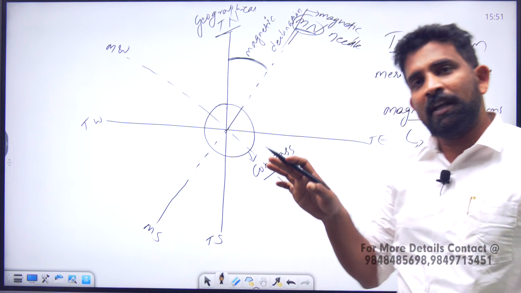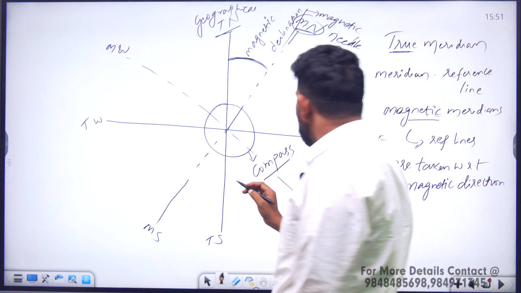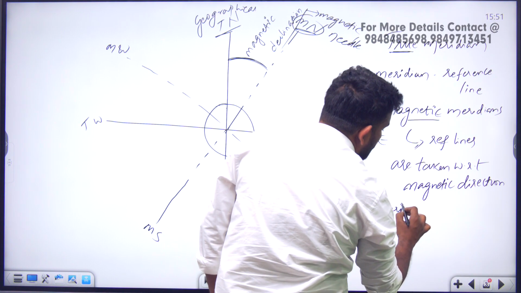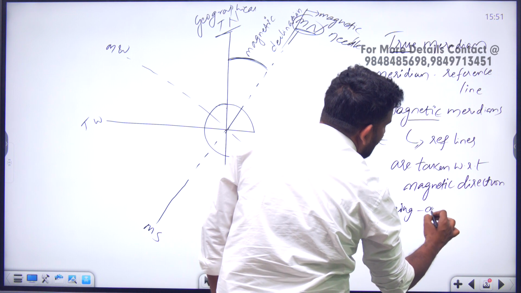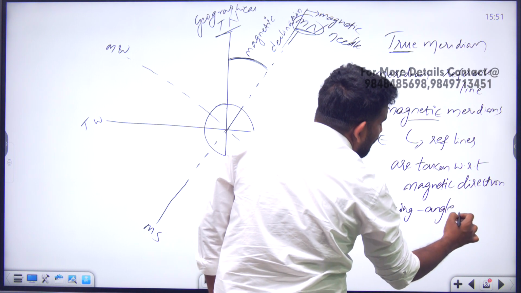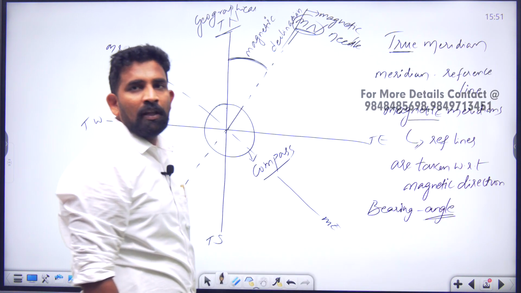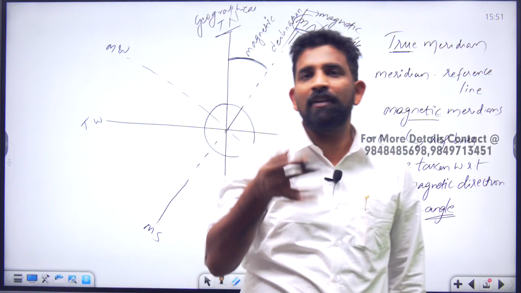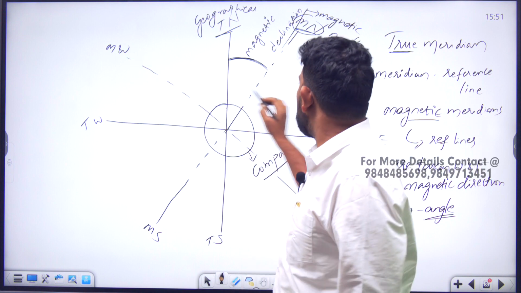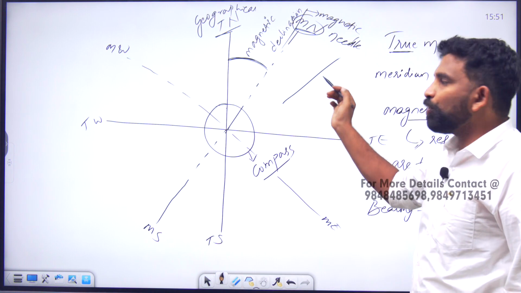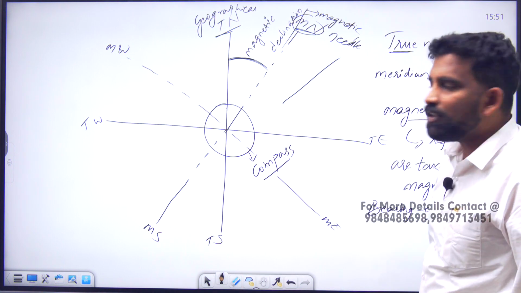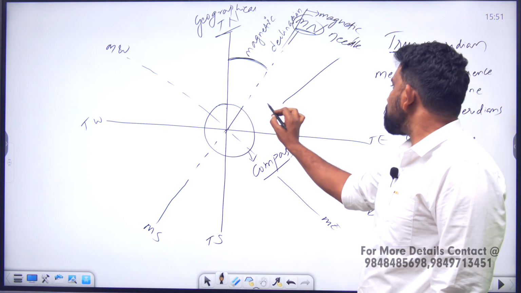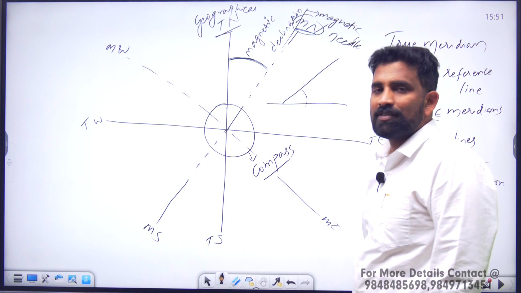Now we understood what a true meridian and a magnetic meridian are. Now what is a bearing? Bearing is nothing but the angle. This angle has to be taken with respect to some line, because without any reference line we can't find the angle. If I simply draw a line here and ask you to find the angle, it is not possible. Yes or no? I need some reference line so that I'll be able to find the angle of this line.